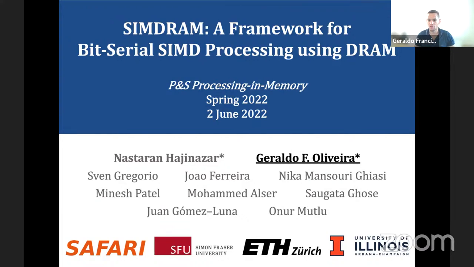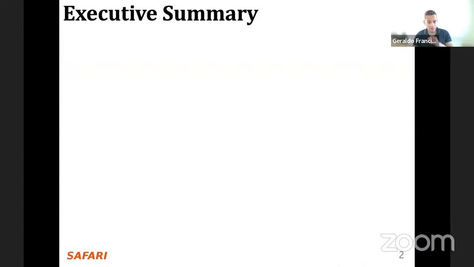This is a framework to do that, because as I'm going to show next, we build on top of a prior work from our group called Ambit, which enables some simple bulk bitwise Boolean operations in DRAM. So we're going to extend that. But without further ado, I'm going to start the talk. Again, I'm Geraldo, and today I'm going to talk about SIMDRAM, a framework for bit serial SIMD processing using DRAM. Before we start, I'm going to give a brief executive summary of what this talk is about.